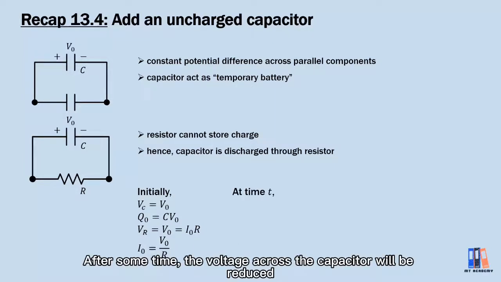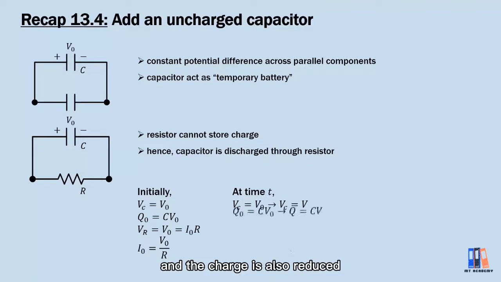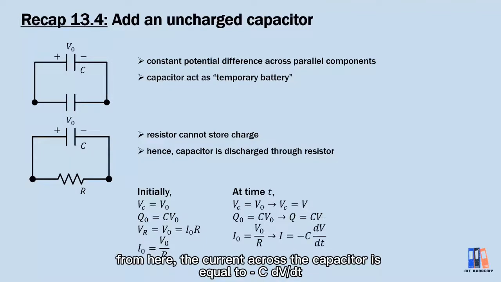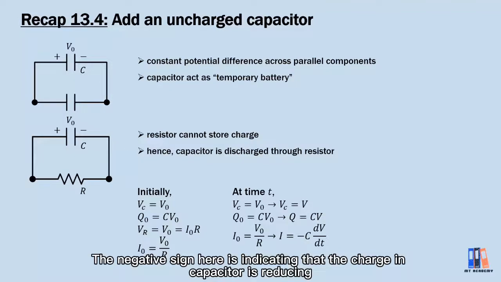After some time, the voltage across the capacitor will be reduced and the charge is also reduced. From here, the current across the capacitor is still equal to negative C dV/dt. The negative sign here indicates that the charge in the capacitor is reducing.